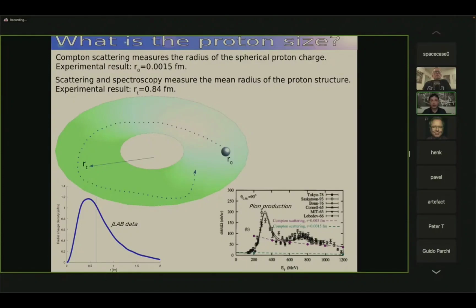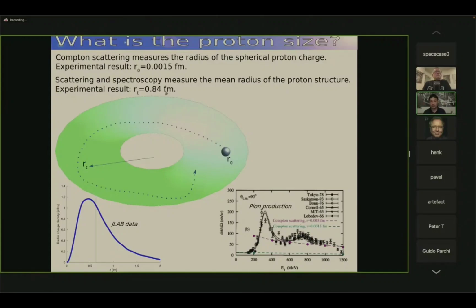What is mainstream is the mean radius of the proton structure, and there are two methods to determine it, scattering and spectroscopy. Here you can see the scattering distribution based on JLab data. So somewhere in this region is where the proton structure is located. So this looks a bit like a cross-section of a torus. And both of these scattering and spectroscopy methods give about the same proton radius.